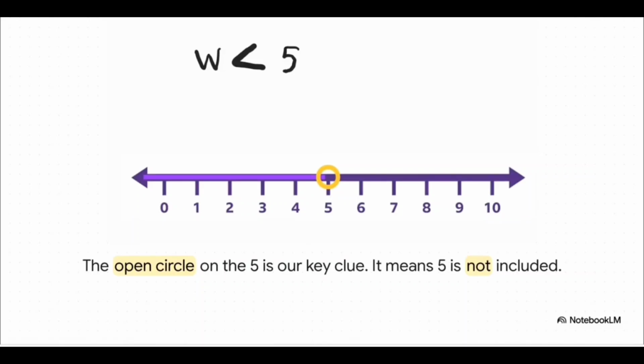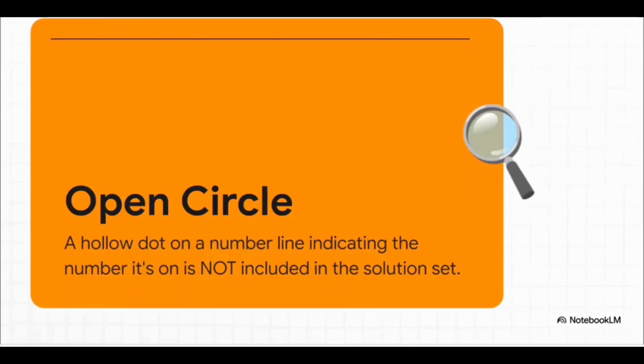And here is what that looks like on a number line. See the shaded arrow? That shows all the possible answers stretching off to the left. But look closely at the number 5. See that circle? It's empty. It's hollow. That's our open circle. And it's basically a big visual sign that says, hey, 5 is the starting point, but it is not included in the answer.